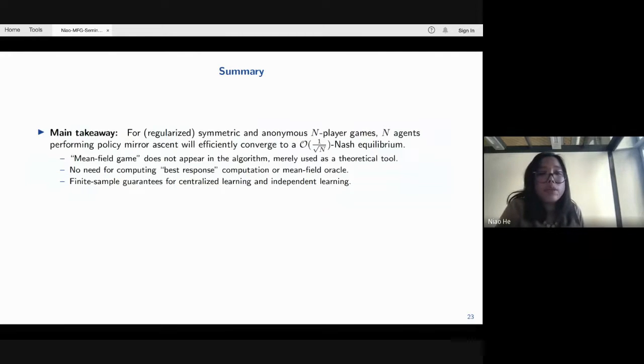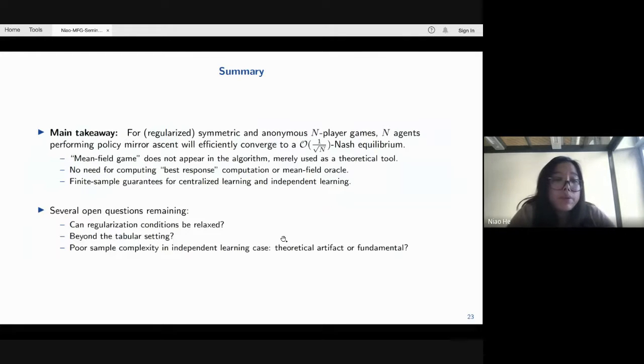And this shows that you can efficiently converge to a Nash equilibrium up to an approximation error of order 1/square root of n. If the number of agents n is very large, then this is basically negligible. It's worth noting that we use mean field games in the analysis to relate these two Nash equilibria and the dynamics. This is not really used in the algorithm itself. In the algorithm, we don't need to compute best responses, we don't need to compute the mean field oracles, and we don't need to manipulate our population distribution mu.